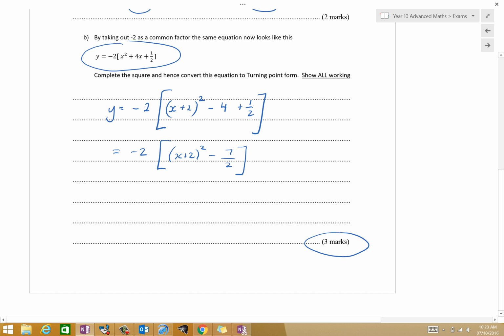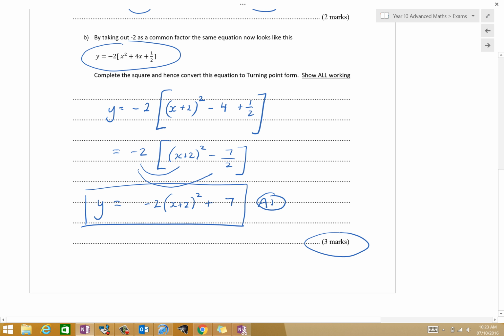Now what we do is we multiply everything. We're multiplying that and we're multiplying that. So what our result is, we've got y is equal to minus 2 bracket x plus 2 squared. Minus 2 times negative 7 over 2 is going to be positive 7. Now that is our answer mark.